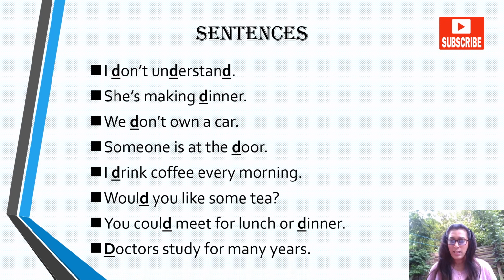Now moving on to the sentences. I don't understand. She's making dinner. We don't own a car. Someone is at the door. I drink coffee every morning. Would you like some tea? You could meet for lunch or dinner. Doctors study for many years.